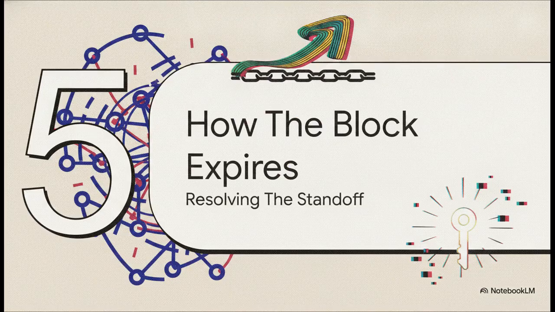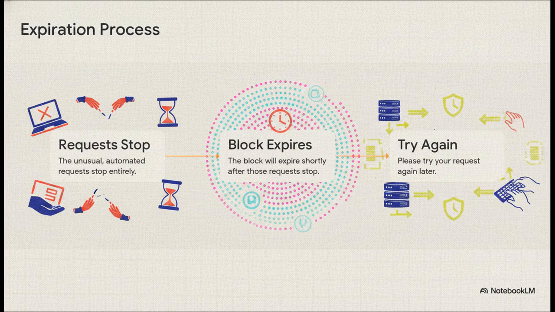Which brings us to our final part, Section 5, how the block expires, resolving the standoff. Now that we understand the crime and the evidence, how do we actually get back online? The path to redemption is actually pretty simple. It just takes 3 sequential steps to get your access back. Step 1, the unusual automated requests have to stop entirely. Maybe the script finally finishes, or the malware gets caught, or hey, maybe that incredibly fast typist just went to get a coffee. Step 2, the automated system detects that silence and the block simply expires shortly after.